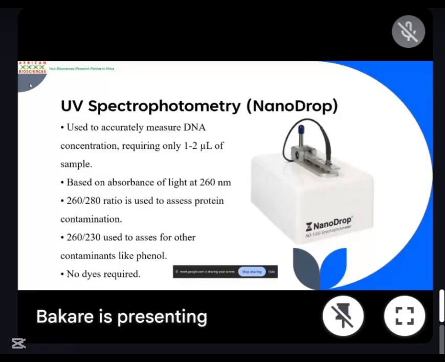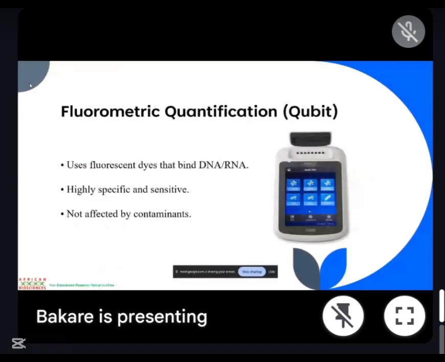When we get to the result, I'm going to interpret the result for you, and then you are going to understand better. For nanodrop, there is no dye required, unlike the fluorometer. The fluorometer requires a dye. You have to add dye to the sample before you can use the Qubit fluorometer. This is how a fluorometer looks like. The fluorometer has a manual, and then these wells that you can see, that's where you place your tube.